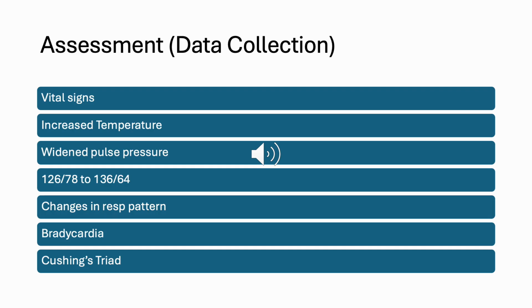Bradycardia happens with neurogenic shock. It happens with increased intracranial pressure as a late symptom. And Cushing's triad is a widened pulse pressure, so an increased systolic blood pressure, bradycardia, and a change in respiratory pattern, bradypnea, so the respiratory rate decreases.